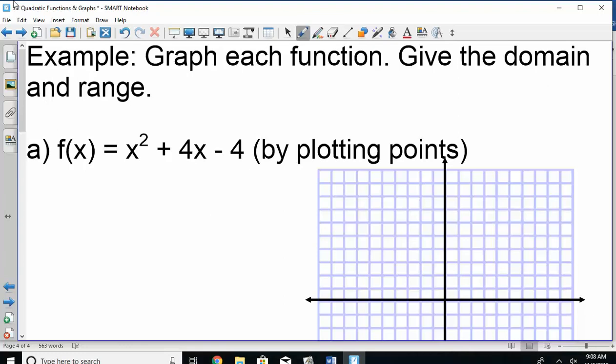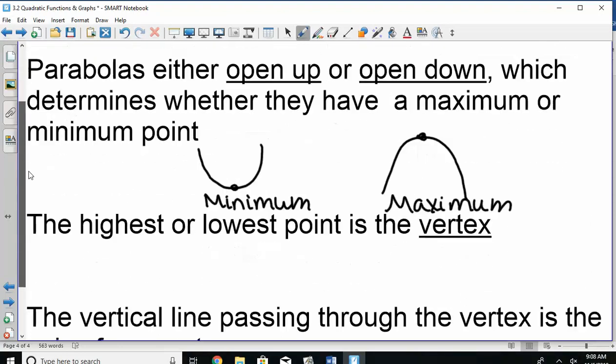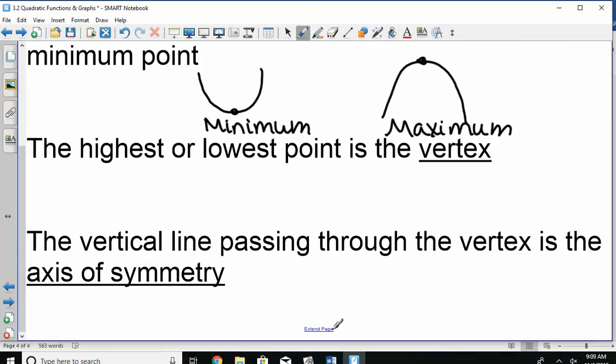What was the vertical line passing through the vertex? Oh, I left that one off, didn't I? Sorry. The vertical line going through the vertex is called the axis of symmetry. Sorry, I didn't scroll down far enough.